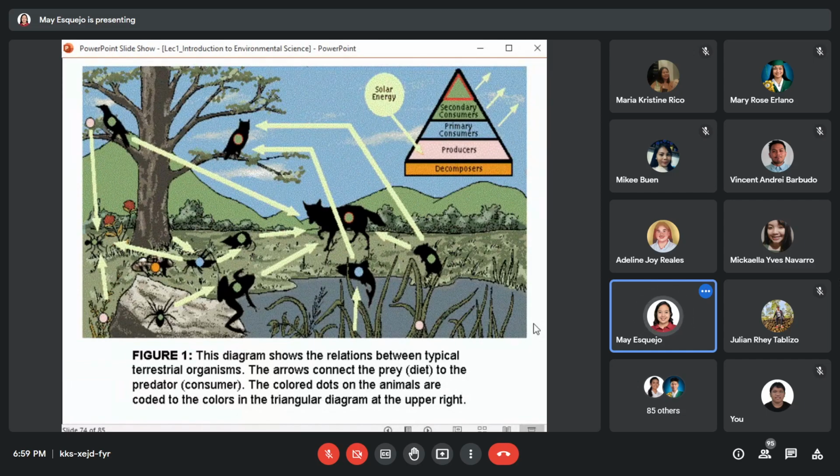So, this diagram shows you the relations between typical terrestrial organisms. If isang tingin lang, medyo magulo siya tingnan. Pero may mga labels kasi siya, colored labels, so that you can know which are secondary consumers, which are primary, and so on. Okay?